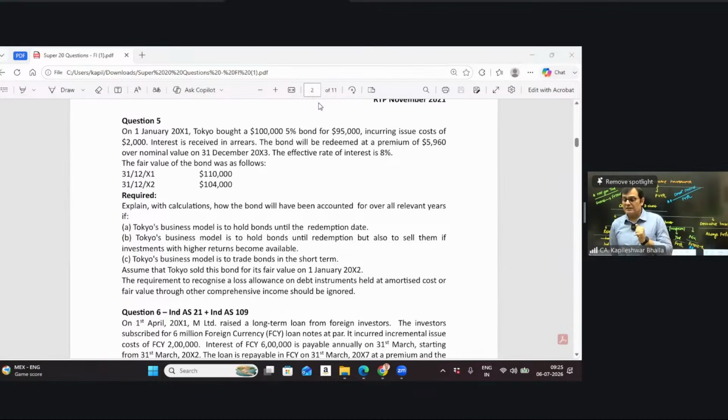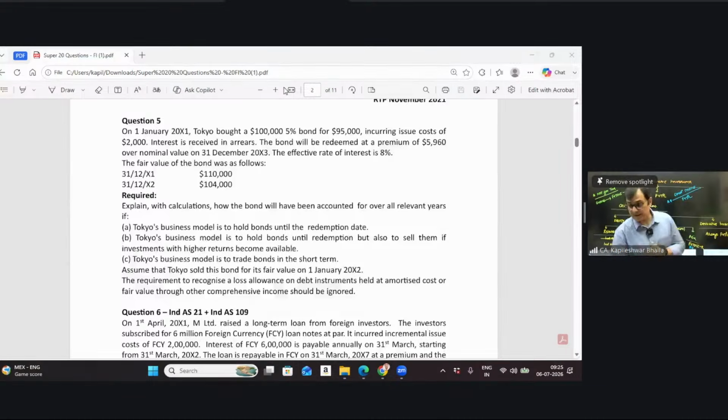Great. The business model is to hold the bonds until redemption, but also to sell them if investments with higher return become available. It seems to be a dual objective, and that's right, it becomes a case of FVOCI.